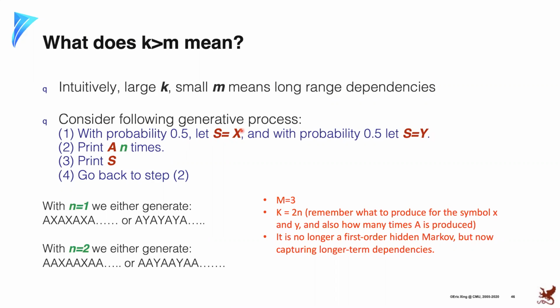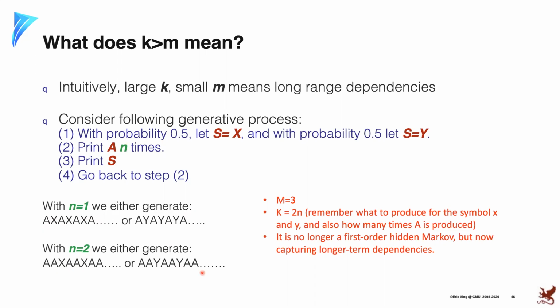And once we decide the value of S, we now start to generate the sequences. We will first print A n times, and then we print S, and then we print A n times, and then print S, etc. For example, when n equals 1, the sequence we generate can be either AX, AX, AX, or AY, AY, AY, because we only repeat step 2 and step 3. And when n equals 2, what we will generate would be AAX, AAX, or AAY, AAY, etc.